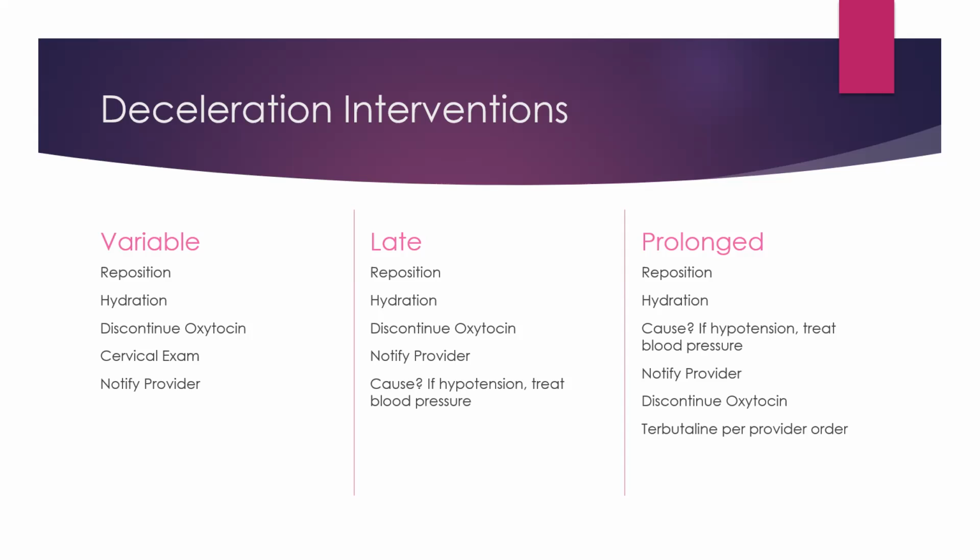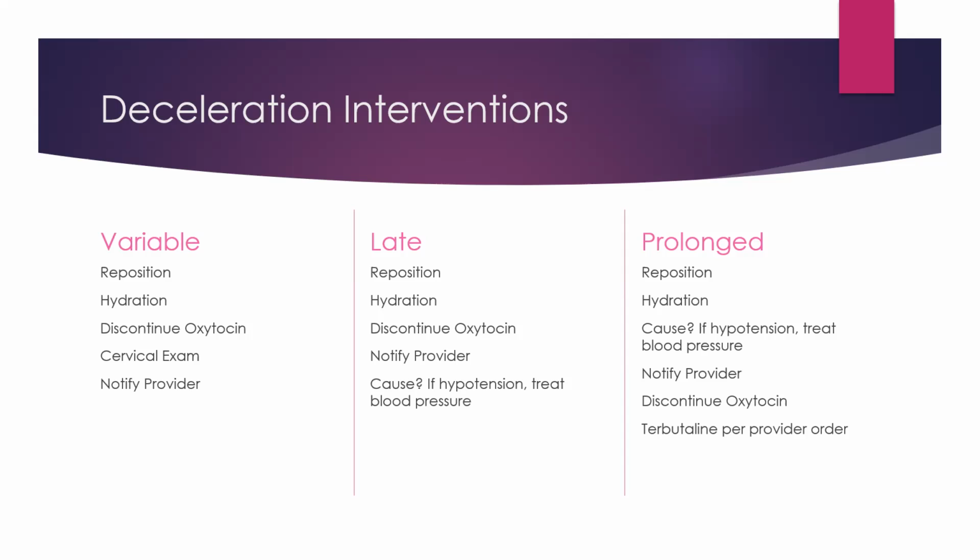If the mom's blood pressure has dropped significantly low for her and she's having hypotension, we need to be able to treat that blood pressure and increase her blood pressure in order to increase the fetal and placental circulation. Prolonged decels, specific interventions. Again, we're always starting with repositioning and hydration.